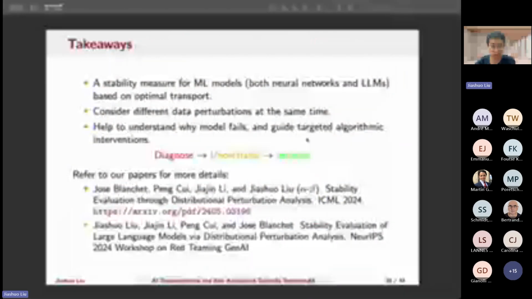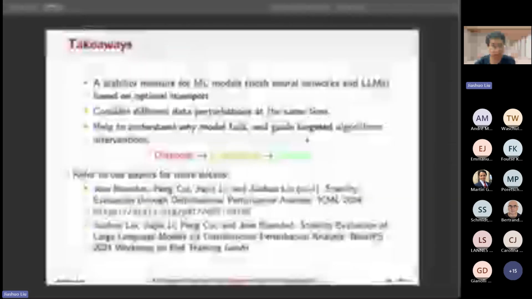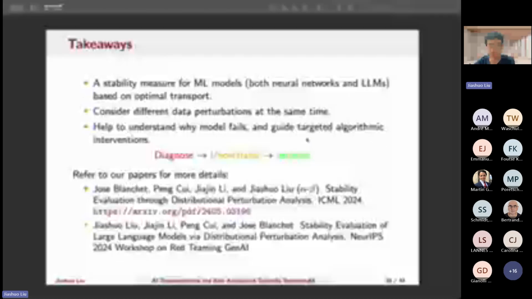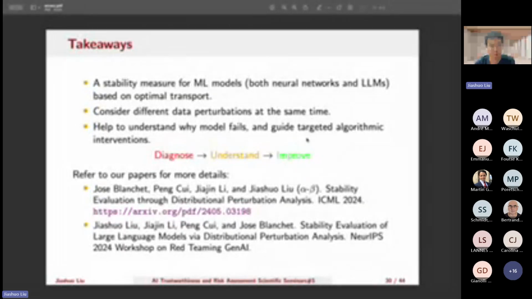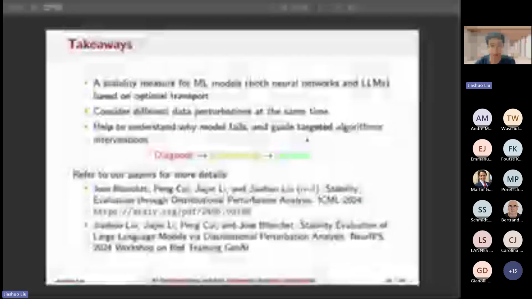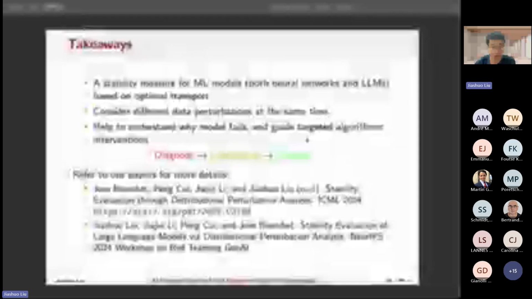So this is our first tool, the model stability measure. And here are the takeaways. This tool is a stability measure for machine learning models, for both neural networks and large language models, based on optimal transport. It considers different data perturbations at the same time. It also helps to understand why your model fails, and it can guide targeted algorithm interventions. So the whole pipeline is that you can first diagnose your models, then understand their failure modes, and then based on this understanding, you can improve your model more effectively. If you are interested in this tool, you can refer to our papers for more details.